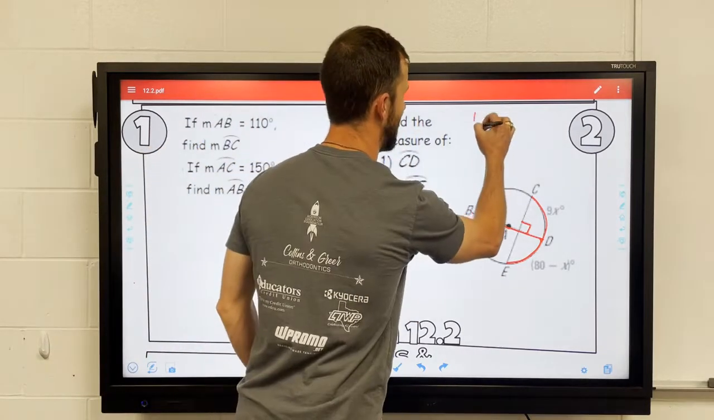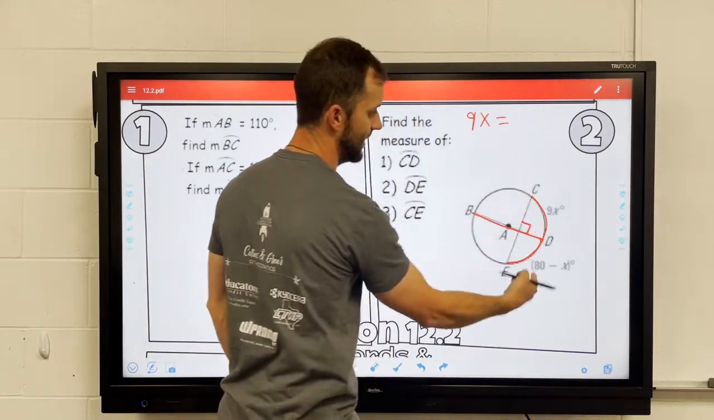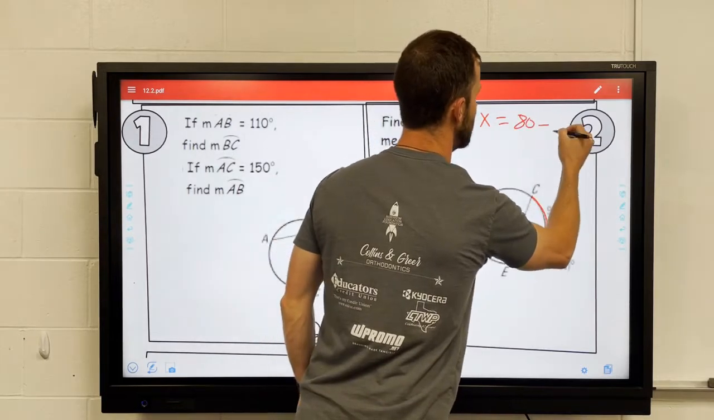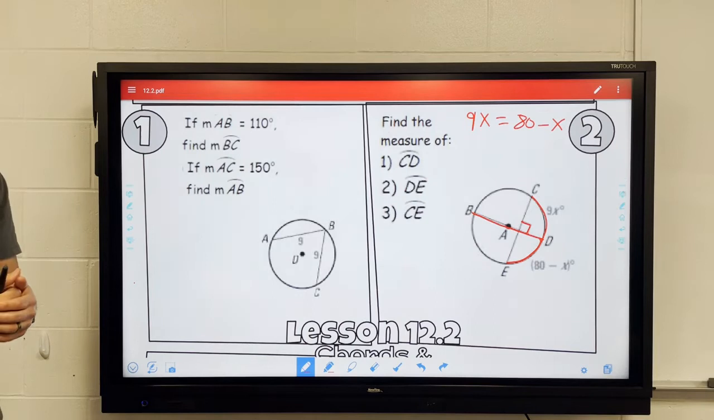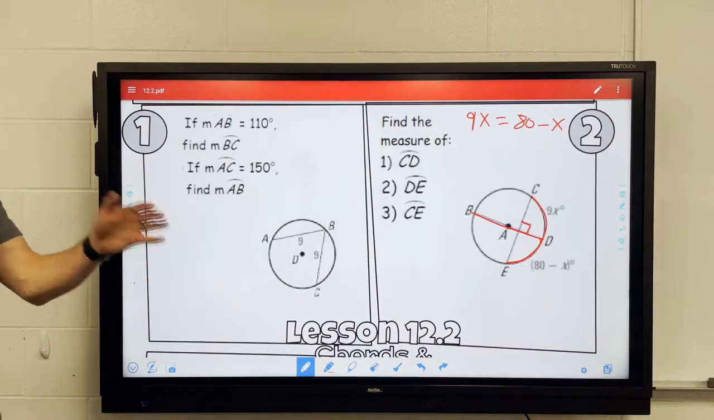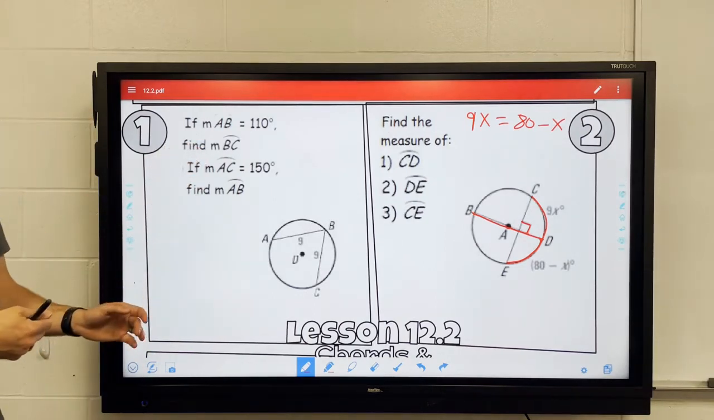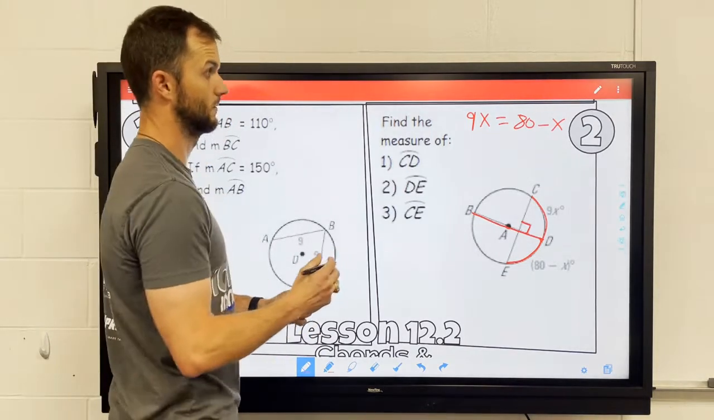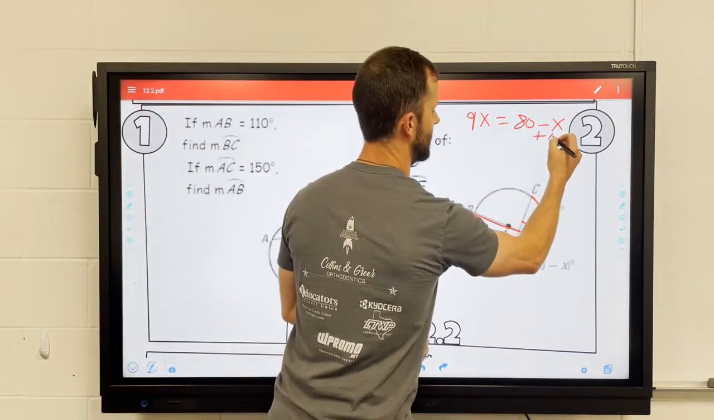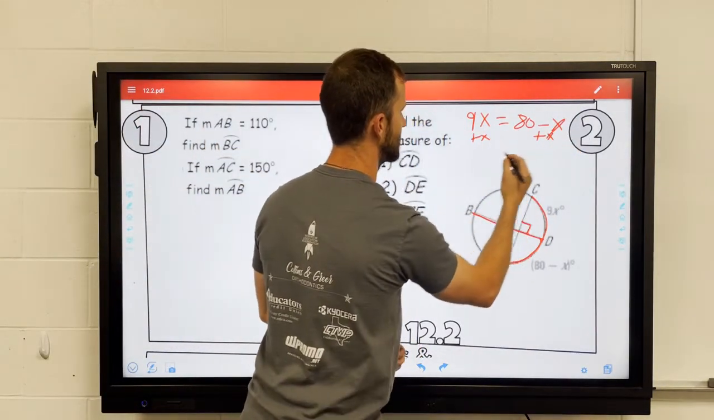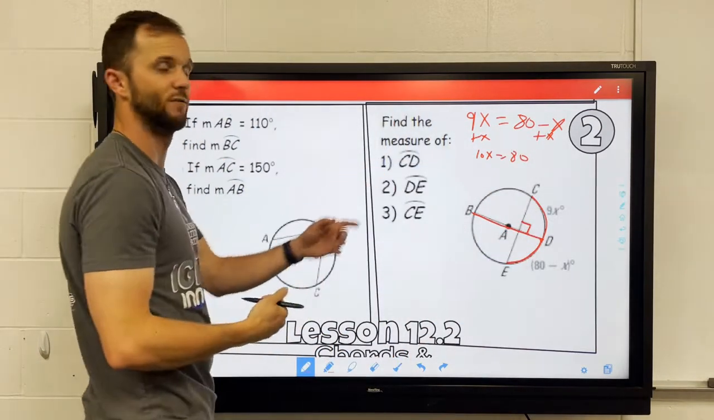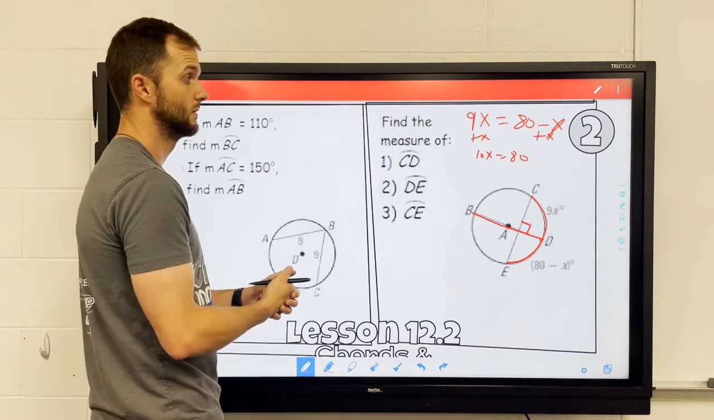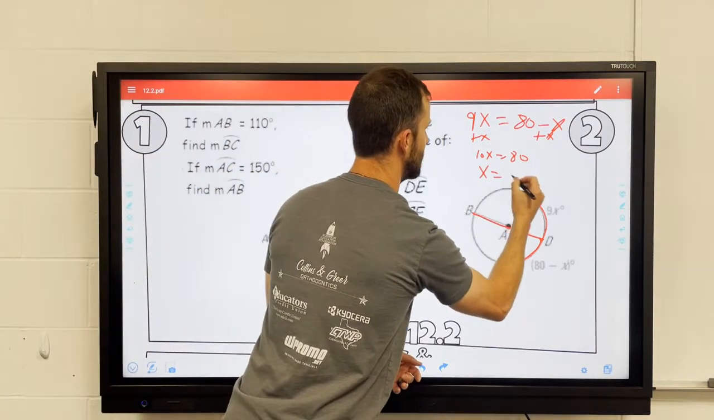So I'm going to take 9x and set it equal to 80 minus x. And all I have to do is solve now, right? I have to get all the x's on one side. So I'm going to add x on both sides, which will give me 10x. And then how do I solve for x now? Divide. So x is going to be equal to 8.